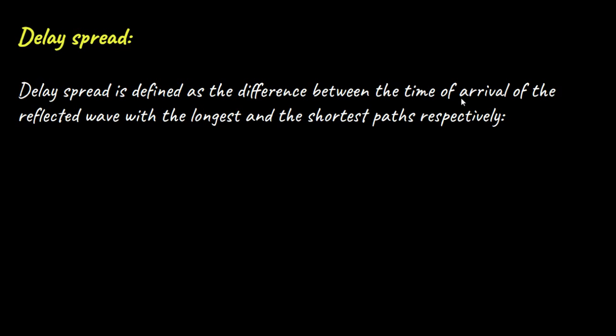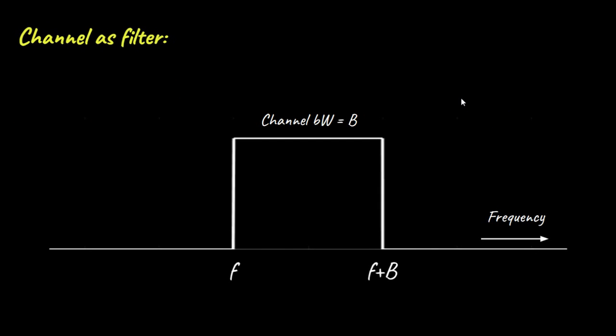Now, we know that time is equal to distance upon velocity, thus, delay spread can be easily calculated as d max minus d min upon c, where c is the speed of the electromagnetic wave. Another way to understand this multipath communication is to imagine the channel as a filter, which allows certain frequencies within the passband to pass and blocks all other frequencies. Also, let this channel bandwidth be denoted by B.